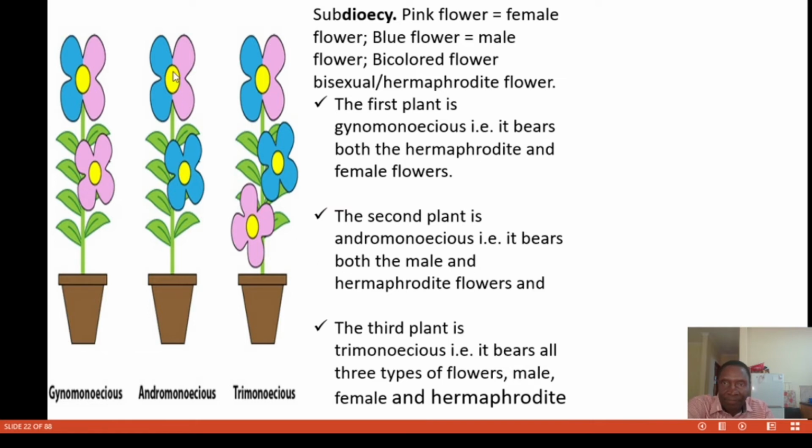You can see. Then the third plant here is trimonoecious, tri meaning three. It bears all three types of flowers, male, female, and hermaphrodite.